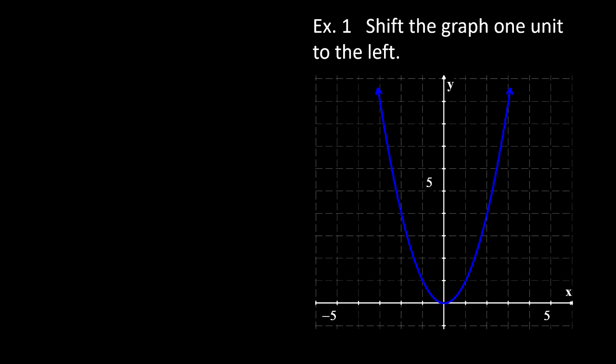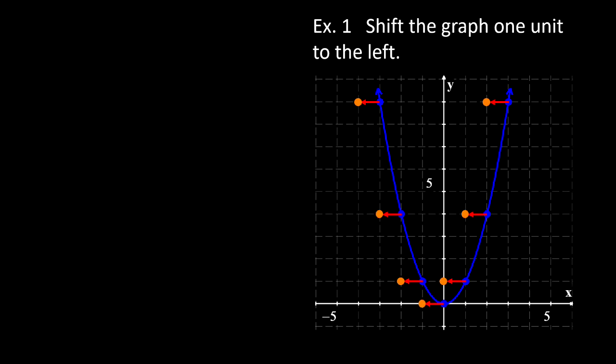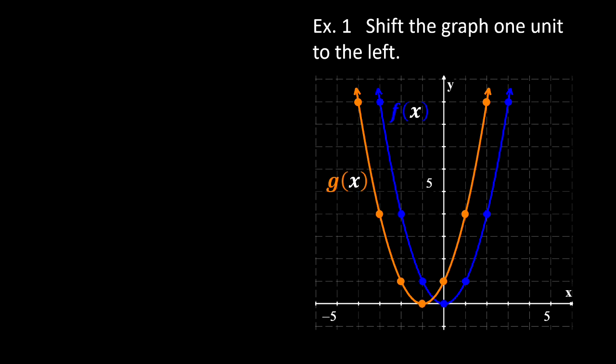Here we'll look at example 1. One way of doing this is to take points from the original graph and move each of them 1 unit to the left, in this case. Then draw in the shape of the new graph. Label the original graph f of x and the translated graph g of x. You might recognize f of x as the parent function, f of x equals x squared.